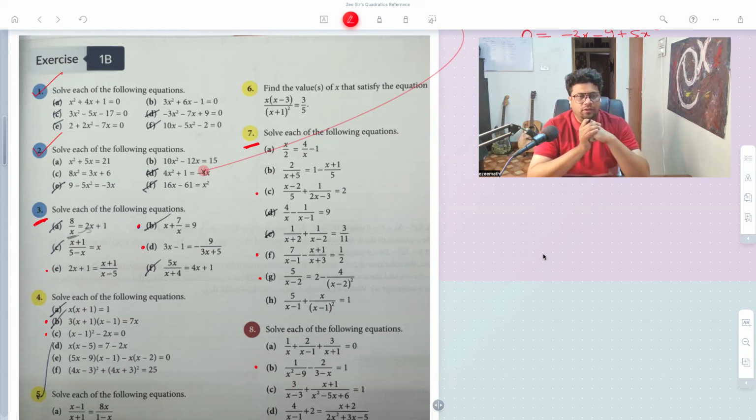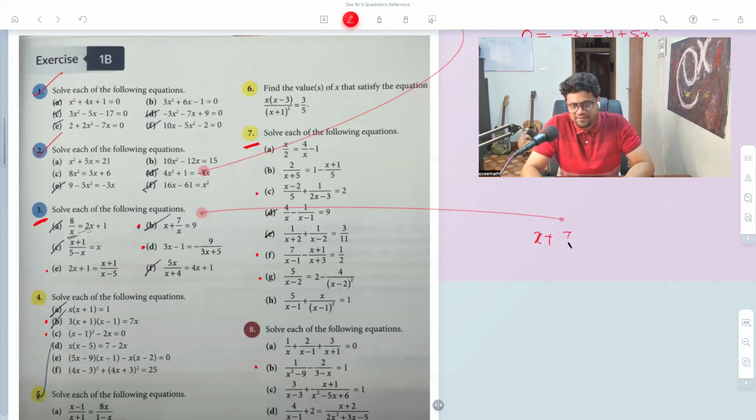So the whole thing here in this exercise 1b and the different kind of questions that you have here is mostly algebra, using algebra to reduce them to a quadratic, and then doing your quadratic formula and stuff. Okay, so let's see. We're going to start with question number 3 only because we have already discussed 1 and 2. So question number 3, we go x plus 7 by x equals 9.